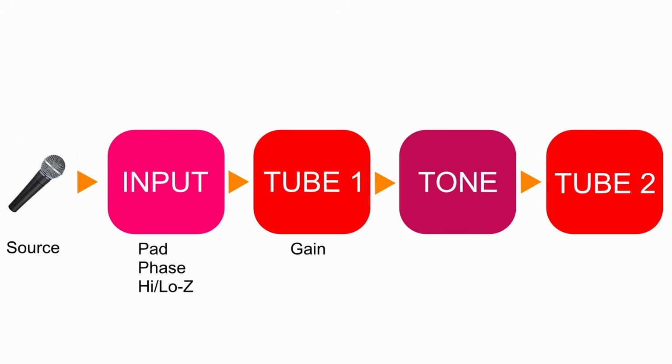It's going to flow into a tone section, which is going to be like our EQ. Then it's going to flow into the second tube, where it's going to be boosted again, so it's ready for the amplifier. Before we build the rack, I'm actually going to show you what the finished version looks like so you can hear it in action and see how it works.